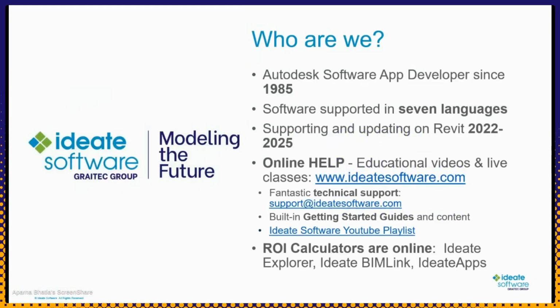Okay, so just a little bit about Ideate Software. We have been an Autodesk software developer since 1985. We create our software currently in 7 languages, though we're adding 3 more soon. And I think one of the other really important things to understand about how we work is when we do software development, we provide updates for the current version of Ideate Software plus the previous 3 versions. So everything that we're going to be showing today is on 2025, and all the Ideate solutions features will also be available all the way back to 2022, so bear that in mind.